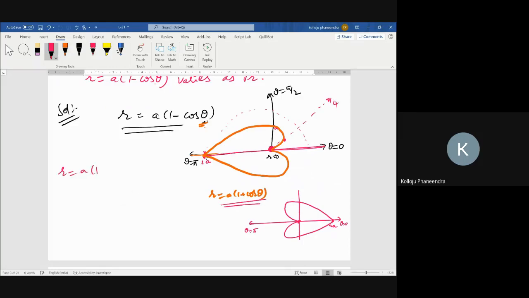Now, previously, I think we got this problem, sine theta, right? This is theta equal 0, theta is pi, and this is theta pi by 2. When theta is pi by 2, what is the value of r? 0. When theta is 3 pi by 2, what is the value of r? 2a. So 2a distance is here, then you draw the shape like this. Then the curve is symmetric about the vertical line. Symmetry property. This is the cardioid. This is our required cardioid.